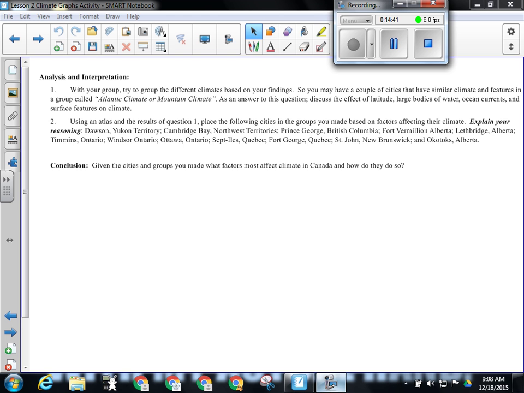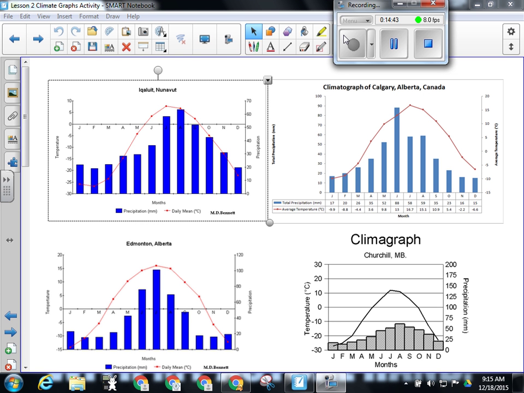All right. So when you are looking at this, guys, you do need to have, I would say, a minimum of 5 climate groups. I've had people who have two, and it's simply more than that.